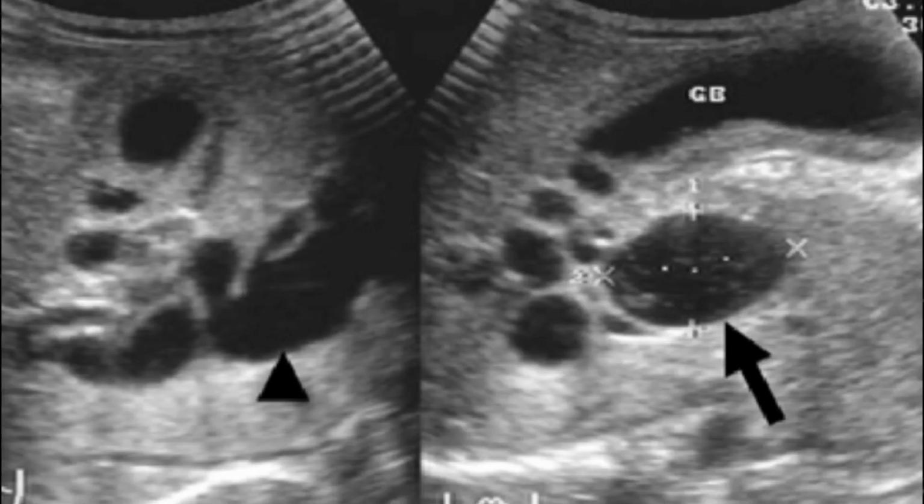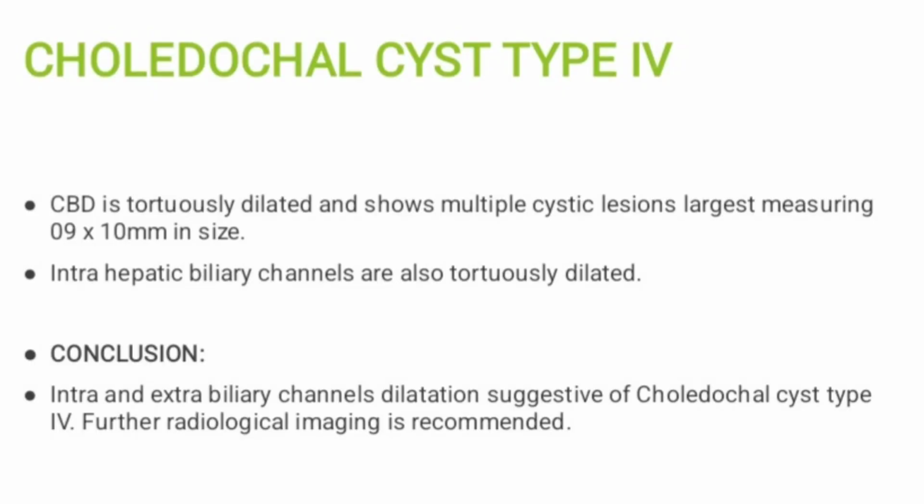Another image: you can appreciate a well-defined cystic lesion adjacent to the gallbladder. Superiorly you can see multiple cystic lesions also within the liver, and you can also see the dilated CBD. So how will we write the report? We write that the CBD is tortuously dilated and shows multiple cystic lesions. You have to measure the largest one. Intrahepatic biliary channels are also tortuously dilated.